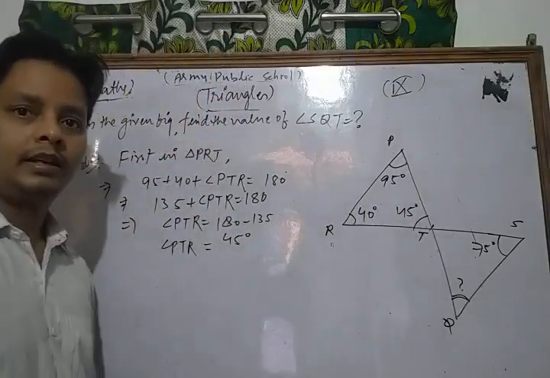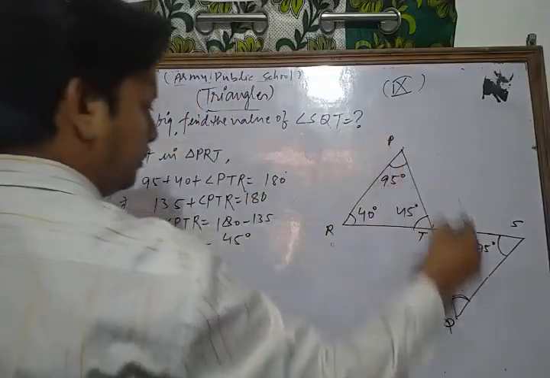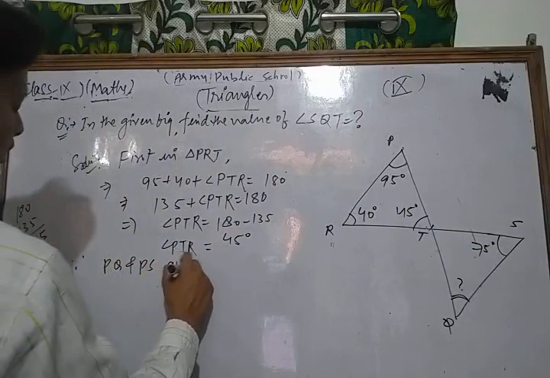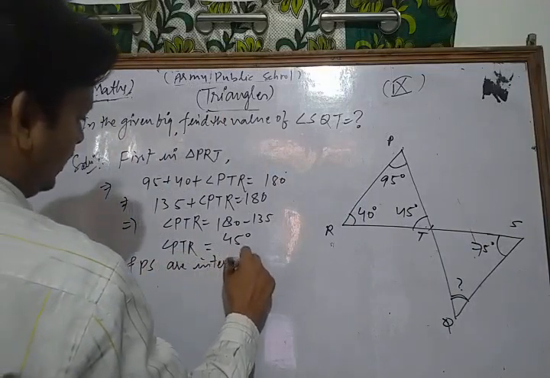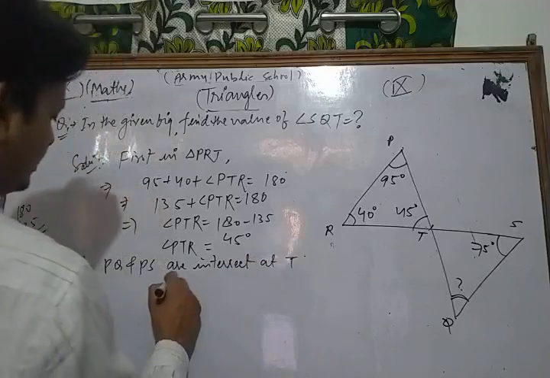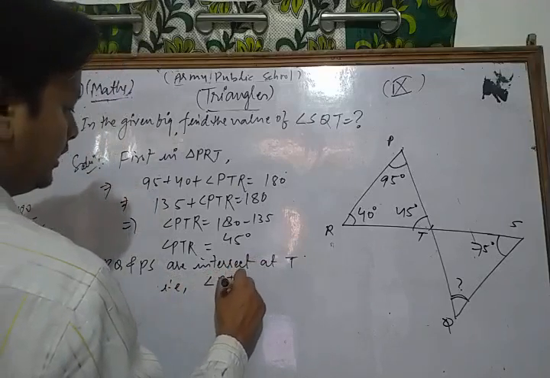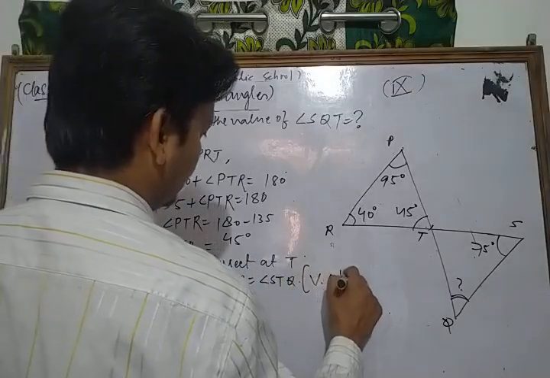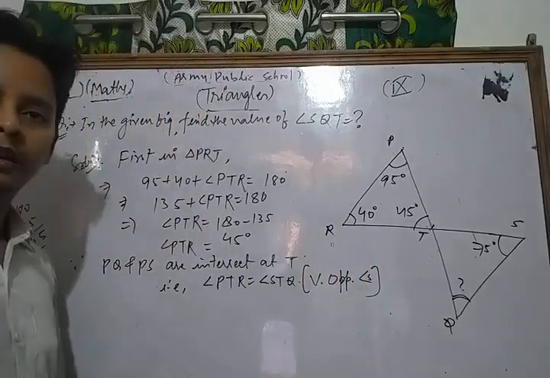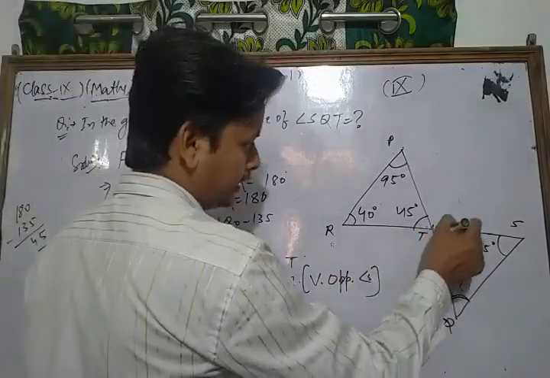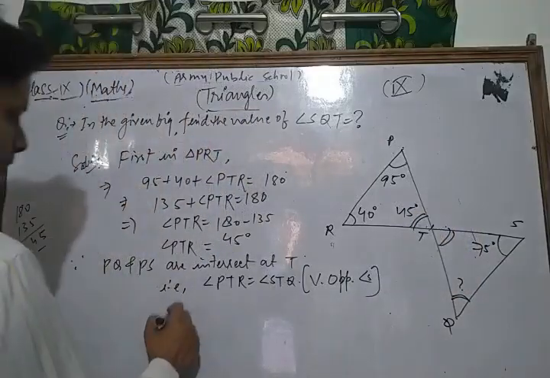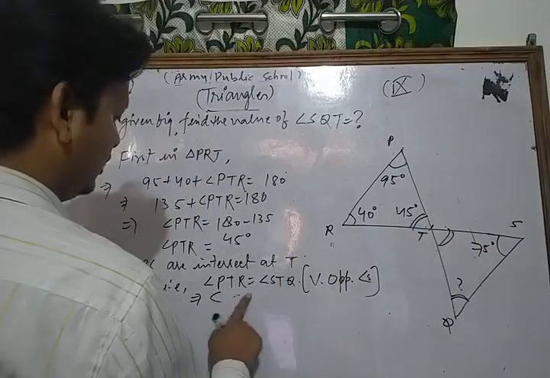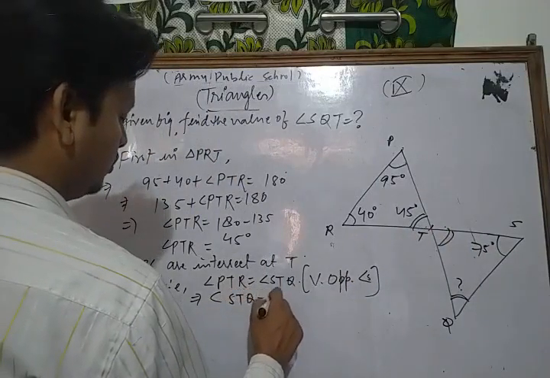Angle PTR is 45 degrees. Now, since PQ and PS intersect at T, angle PTR is equal to angle STQ. These are vertically opposite angles, and we know that when two lines intersect each other, vertically opposite angles are equal. This implies angle STQ is also equal to 45 degrees.